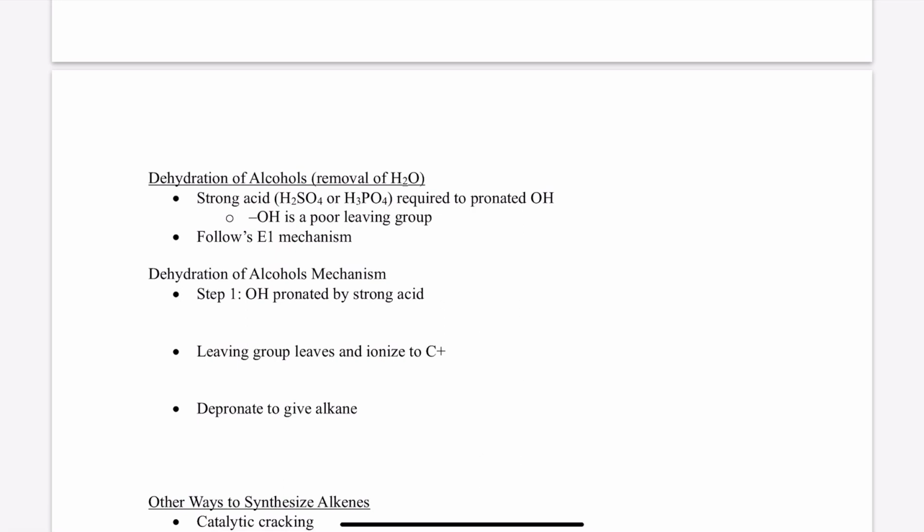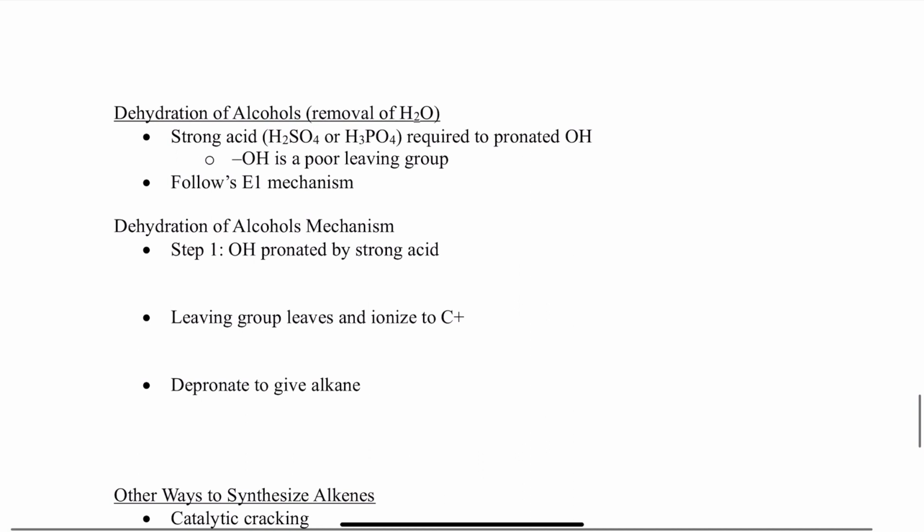So next we're going to talk about the dehydration of alcohols. Dehydration literally means the removal of water. For this mechanism, we're going to need a strong acid, such as really concentrated sulfuric or phosphoric acid, in order to protonate our alcohol, our OH group. The reason is that OH is a poor leaving group. Whenever we protonate our OH group, it's then going to bear a positive charge, so then it can leave the entire structure. We're going to go over the mechanism, and it's going to follow the E1 mechanism.